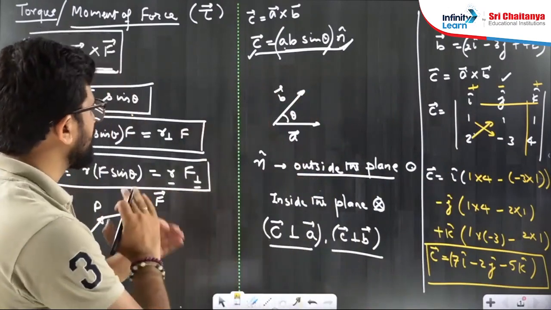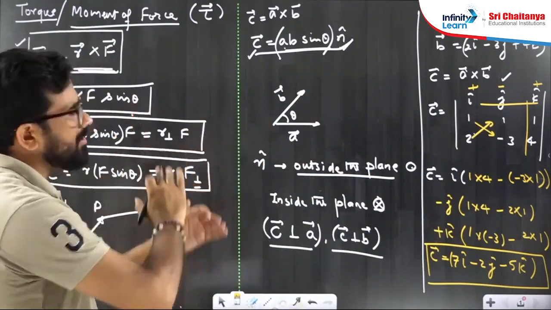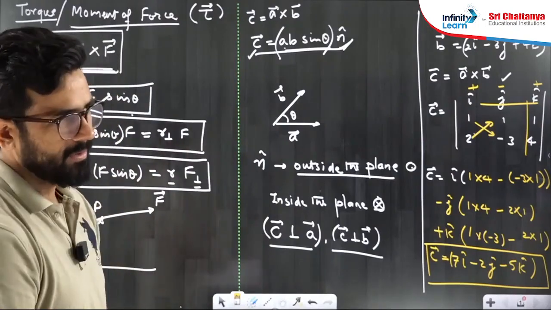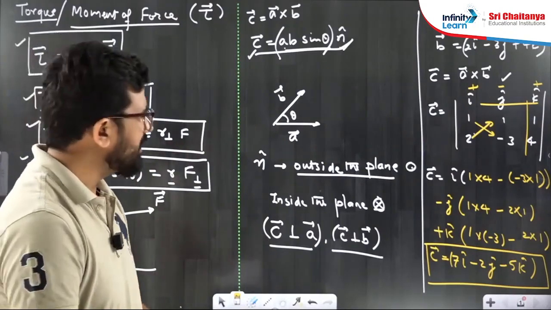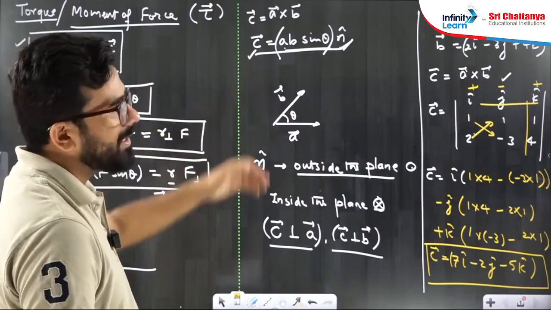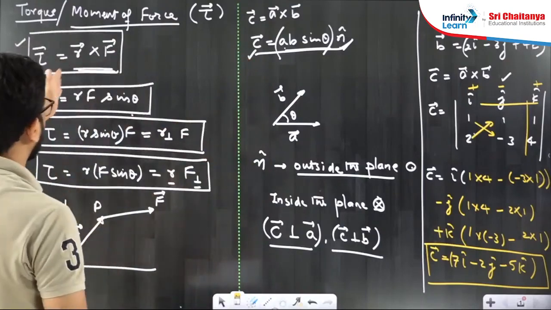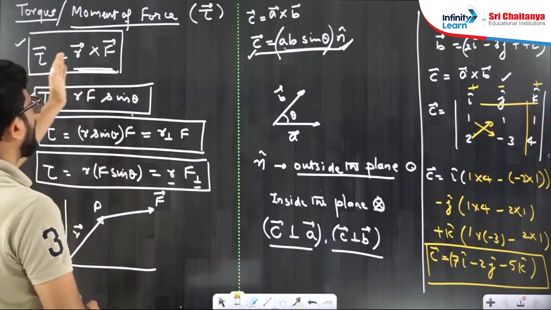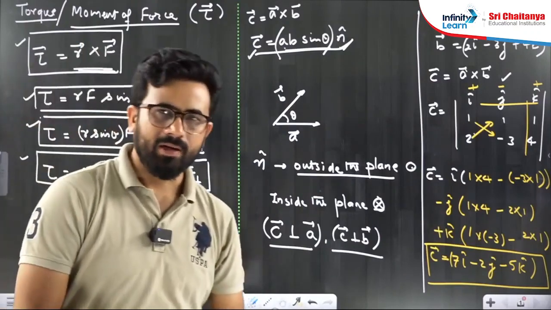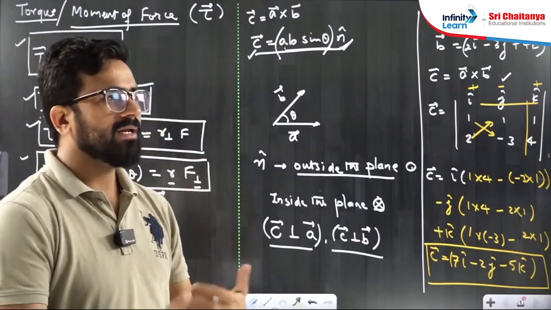Now try to focus on the board. This is a very basic concept we have to apply in torque, and we will see different types of problems. I am starting from scratch. You will understand how to calculate the C vector, that means A cross B. Similarly we have to do R cross F, because we have to find the torque. We need R cross F, only then can we go forward. Understanding? So I am moving to the next.